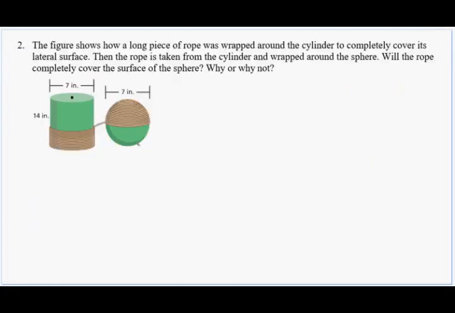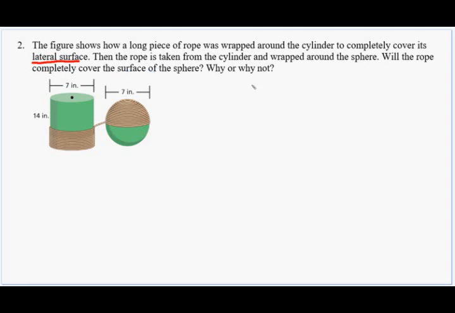All right, in the second practice problem, the figure shows how a long piece of rope was wrapped around a cylinder to completely cover its lateral surface. So in the picture, I'm using red. The rope was all the way around the cylinder. It did not cover the top of the cylinder or the bottom. The rope is then taken from the cylinder and wrapped around a sphere. Will the rope completely cover the surface of the sphere?